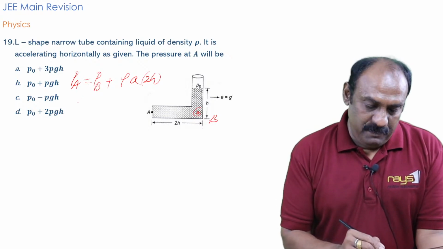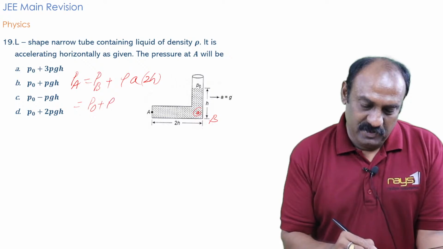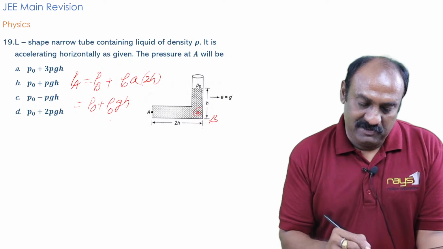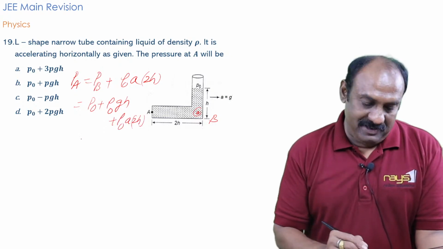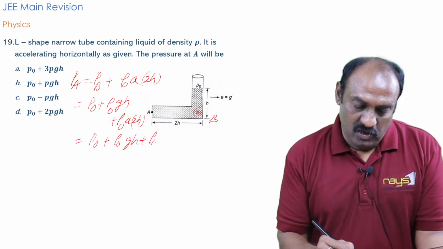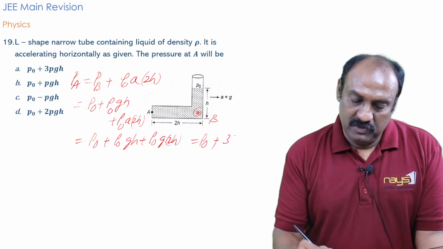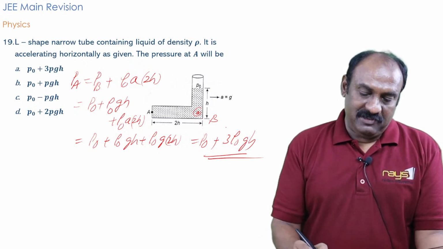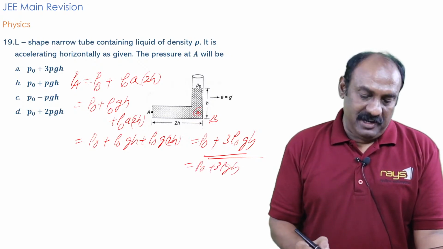So, pressure at point B is equal to atmospheric pressure P naught plus rho g h, that is rho naught into g into h, plus rho naught into a into 2h. But a value is given as g. So, P naught plus rho naught g h plus rho naught into g into 2h, that equals P naught plus 3 rho naught g h. That equals P naught plus 3 rho g h, which is the pressure at point A.